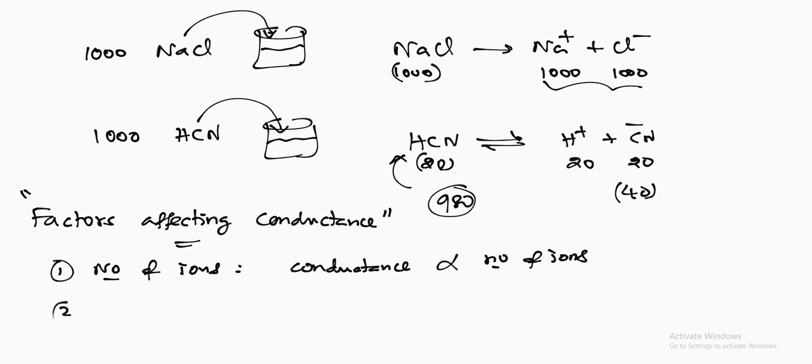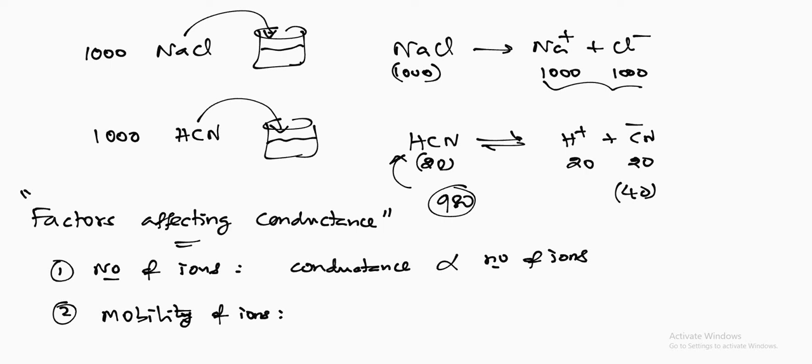Number 2, factors affecting conductance: mobility of ions. Here mobility means speed. As mobility of ions increases, conductance increases. Remember, if you have a small size ion and a large size ion, students, which ion will move faster in solution? Suppose I have a smaller ion and a larger ion. Assume that they carry the same charge. Which one moves faster in solution? Small one. In general, a smaller size ion will move faster.